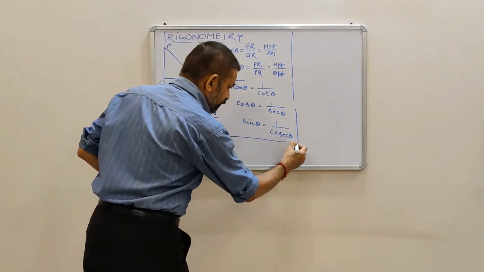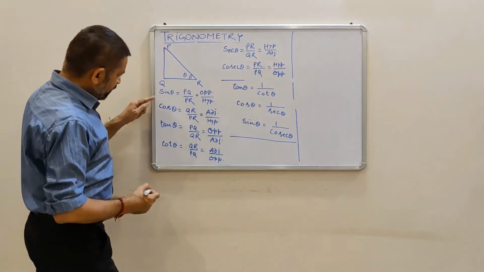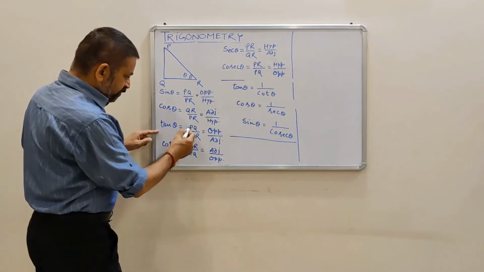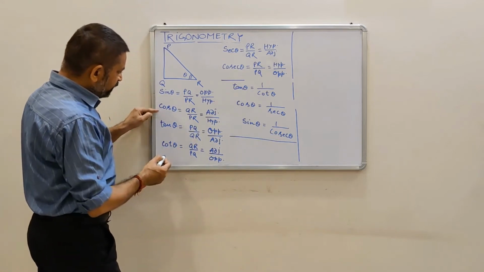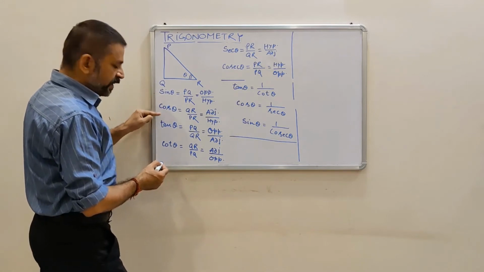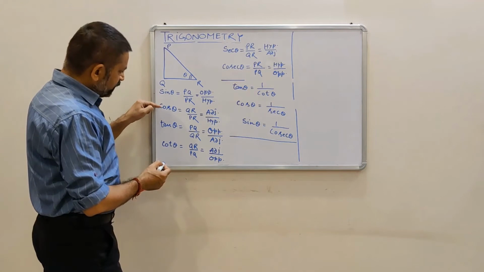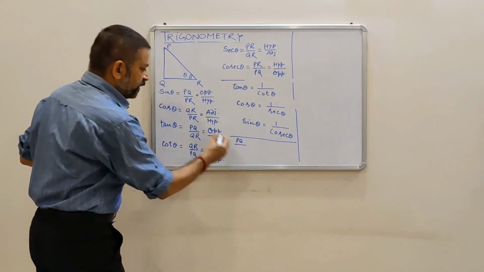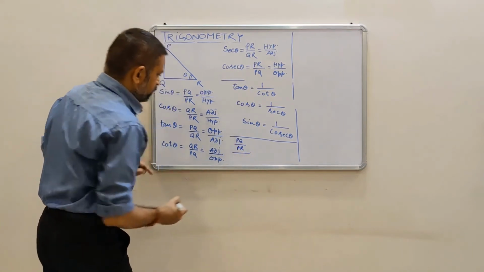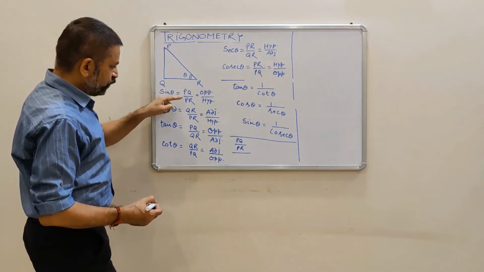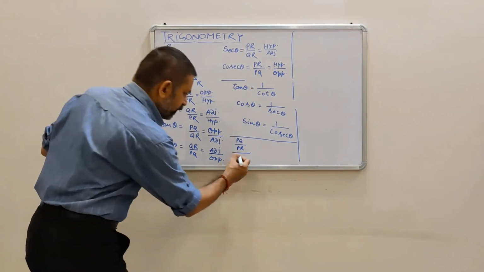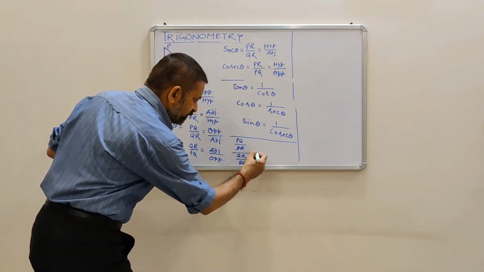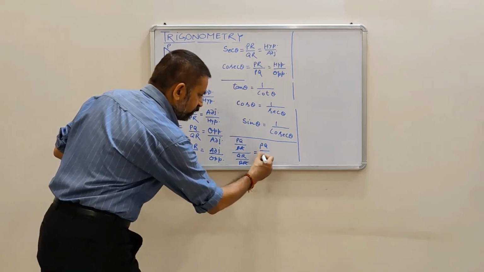We can derive one more relation between sine, cos and tan. If you look at these three relations, tan is PQ upon QR. If we divide these two relations of sine theta and cos theta, PQ upon PR divided by QR upon PR, this PR and PR will be cancelled out. It will become PQ upon QR.